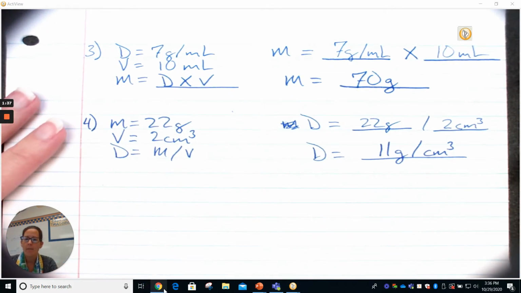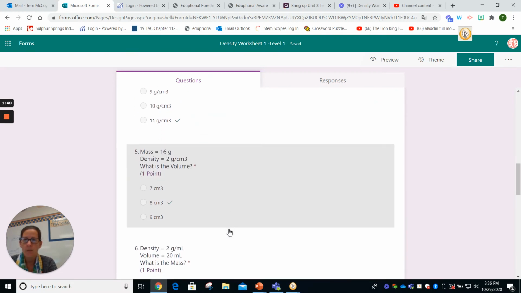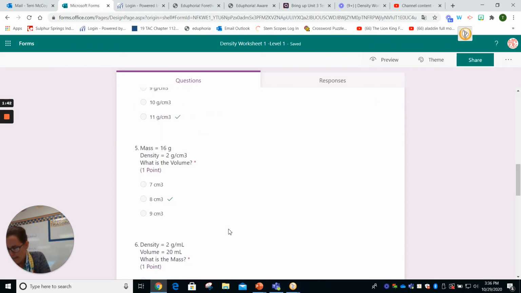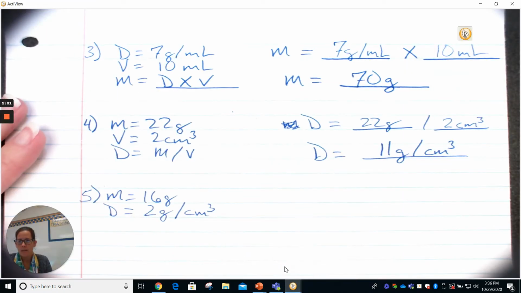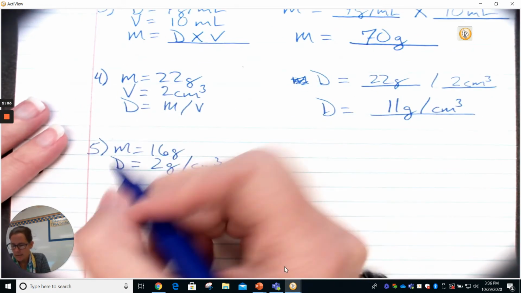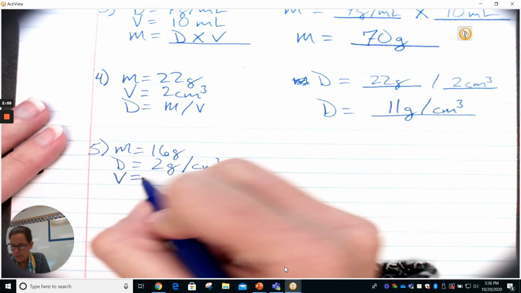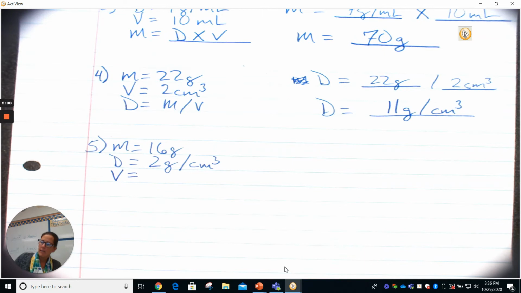Let's look at number 5. Ooh, here we go. Number 5, our mass is 16 grams. Our density is 2 grams per centimeter cubed, and we want to know what the volume is. So let's go back. I wrote down our mass and our density, and we want to know what the volume is. And let's look at our notes again.